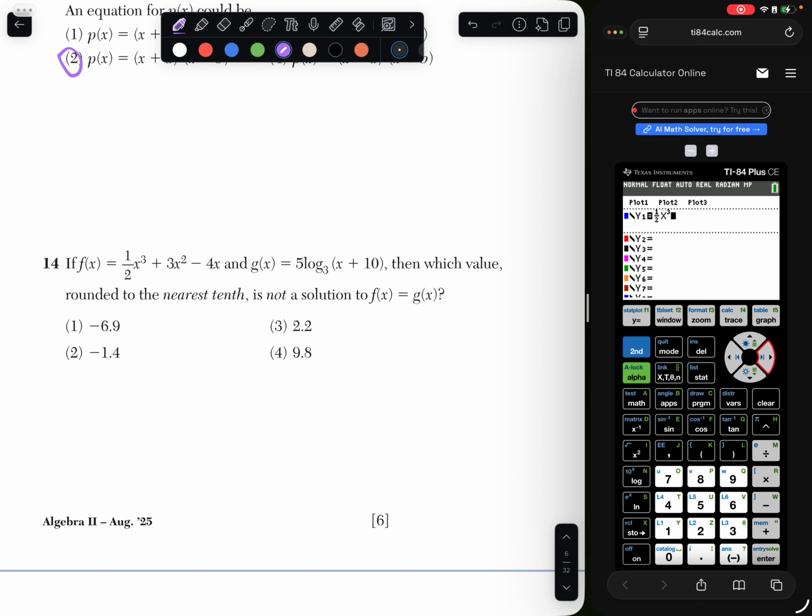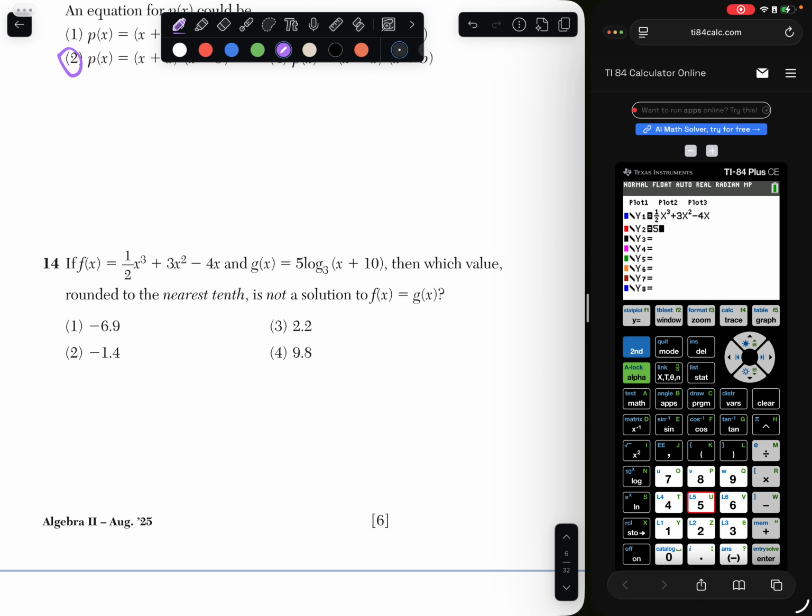X cubed plus 3x squared minus 4x. And then for g of x, I'm going to do 5. And then to get log, on the calculator, you have to utilize the change of basis. For your log, you just have to do log of x plus 10 over log of 3.